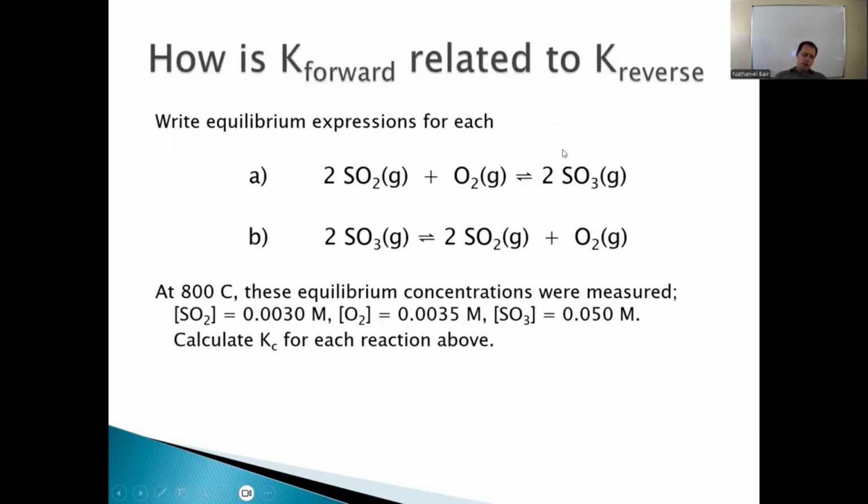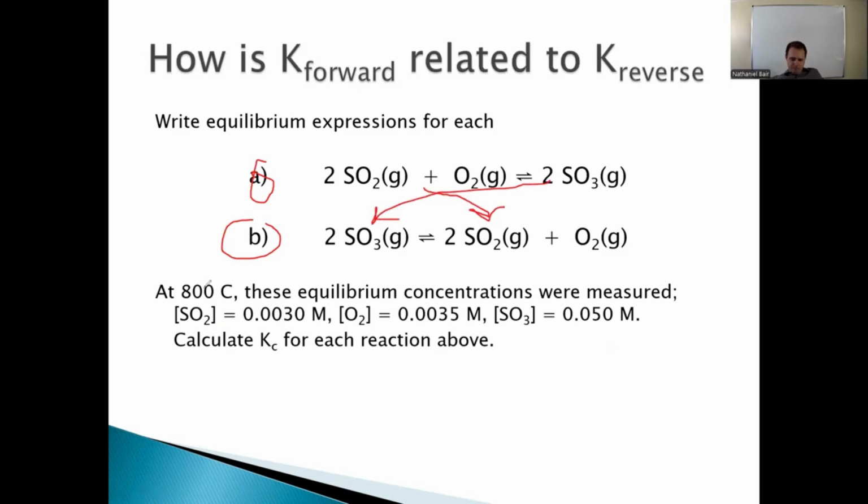Okay, so now what I want to do is talk about the relationships between the equilibrium constant with the forward direction and the reverse direction. So what do we have here? Okay, we have in A, two SO2s and an O2 making two SO3s, and in B, we just wrote the reaction backwards, where two SO3s are breaking down into two SO2s and O2. Here, the reactants became the products, and the products became the reactants.